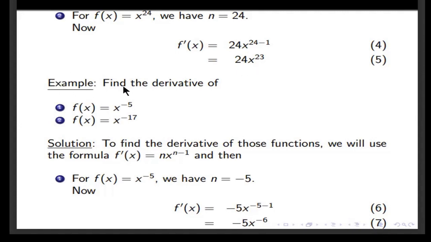Another example: find the derivative of f of x equals x to the power of minus 5, and f of x equals x to the power of minus 17. Now, what do we do if their exponents or powers are negative?